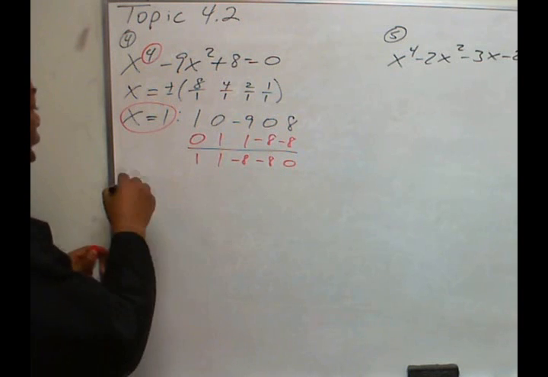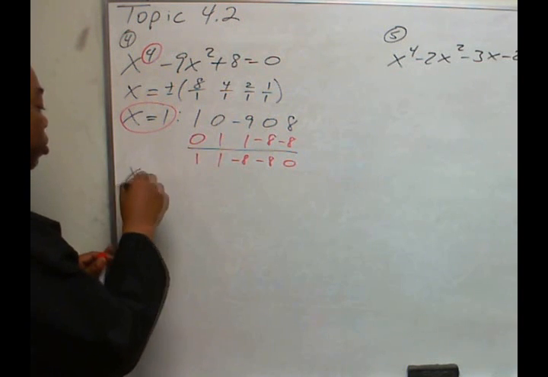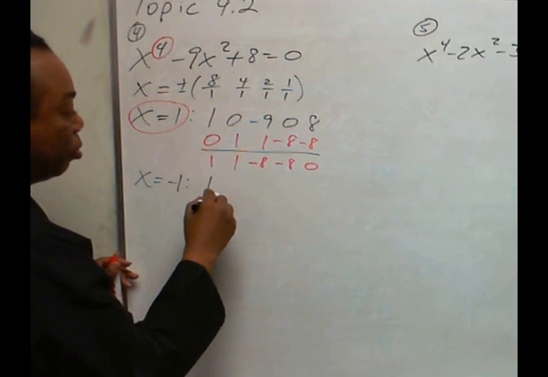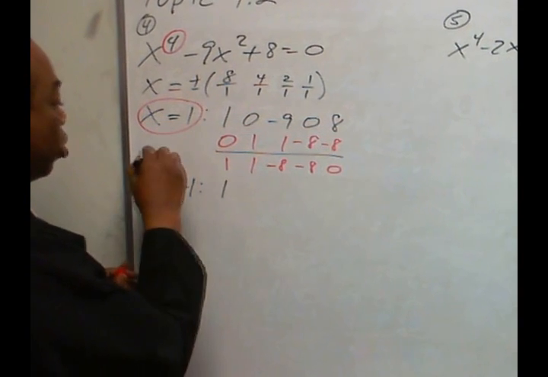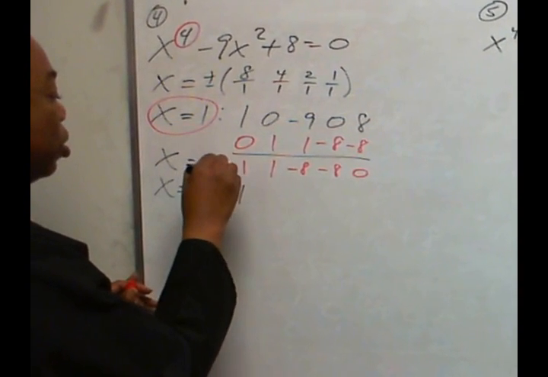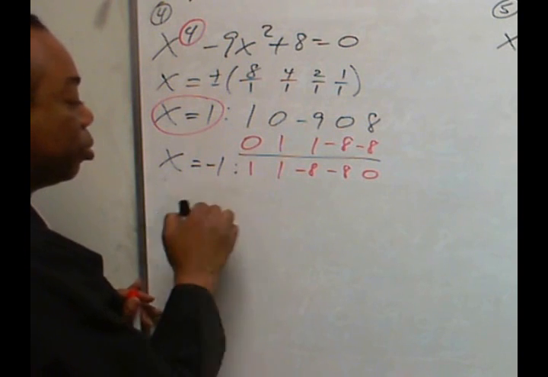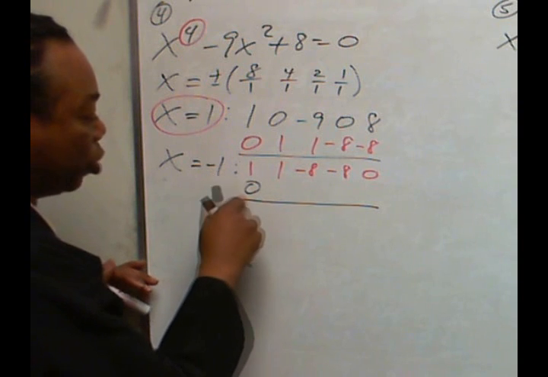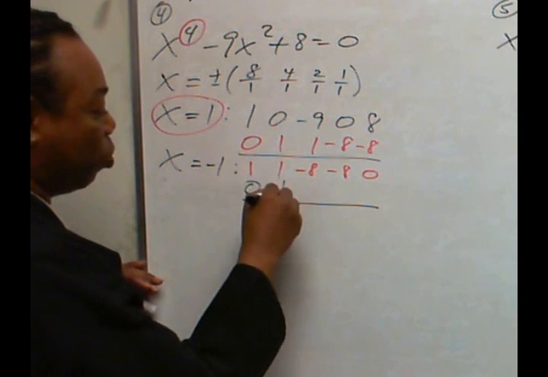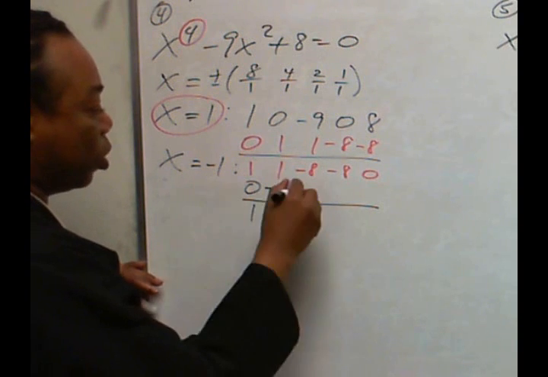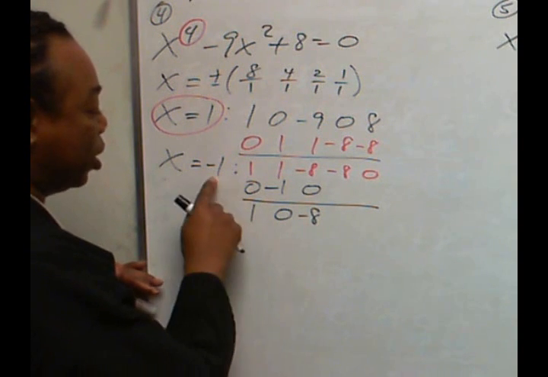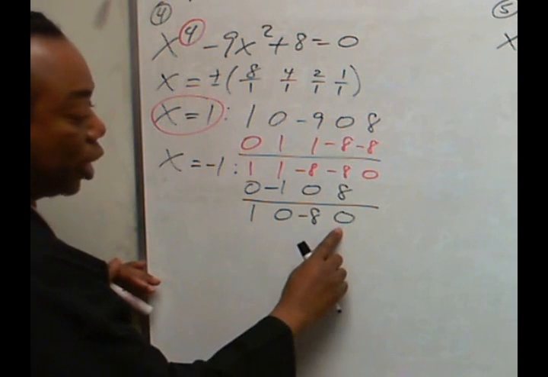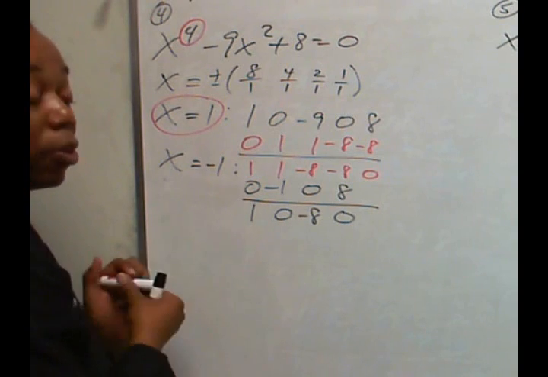Now let's try another number. Let's say x is -1. Let's try that. I'm going to use the remaining numbers here. Let's say x equals -1, using the remaining numbers. 1 and 0 is 1. 1 times -1 is -1, which gives 0. 0 times -1 is 0, you get -8. -8 times -1 is +8, and -8 and +8 gives me 0. So since I got a 0 remainder again, this is another solution.